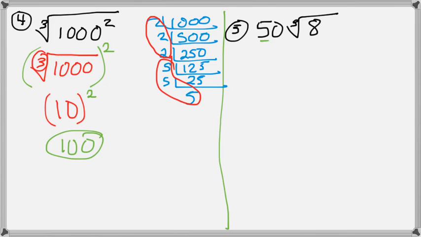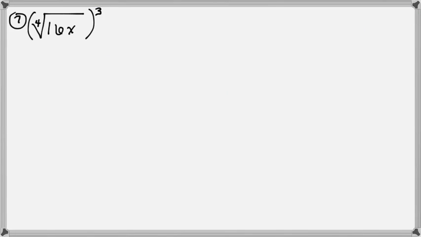So let's go ahead and look at this next one. We have 50 times the cubed root of 8. And the cubed root of 8 is 2, since 2 times 2 times 2 is 8. So we have a 2 that's going to come out. And so let's see which one. So if we have 50 times that 2 that came out, that's 100.